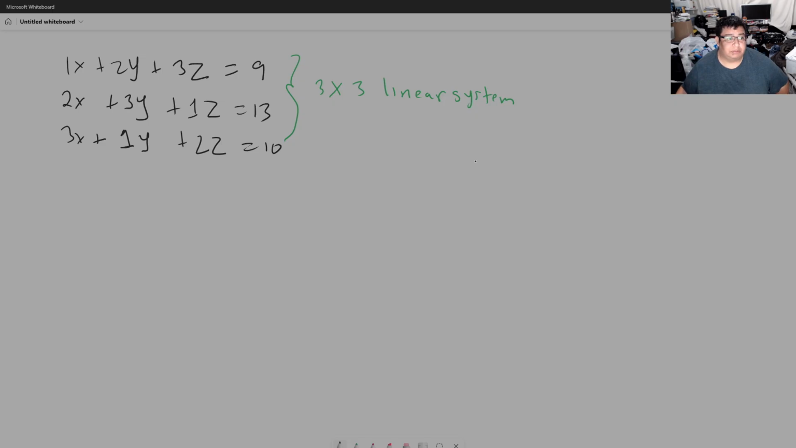The way we're going to accomplish this is as follows. First, R2, row 2, is going to be equal to row 2, and then to get rid of the 2, we need to subtract row 1 multiplied by 2. So we're going to do minus 2 row 1, and then we're going to do similarly for row 3. R3 is equal to R3 minus 3R1.